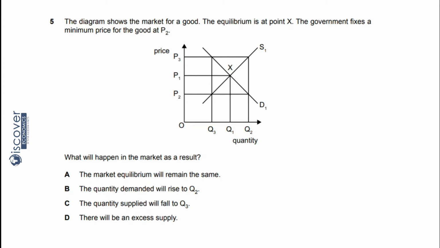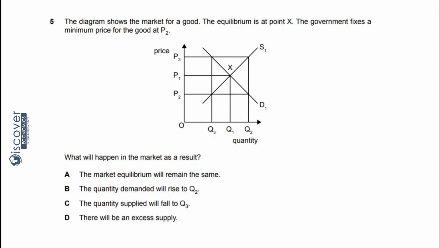Now let's see what the other choices are. B, the quantity demanded will rise to Q2. Okay, Q2, fine. So we need not talk about Q2 quantities. C, the quantity supplied will fall to Q3. So we need not talk about the quantity, because we have to talk about the minimum price. So minimum price is not about Q2 and Q3. So these two will not be the answers.